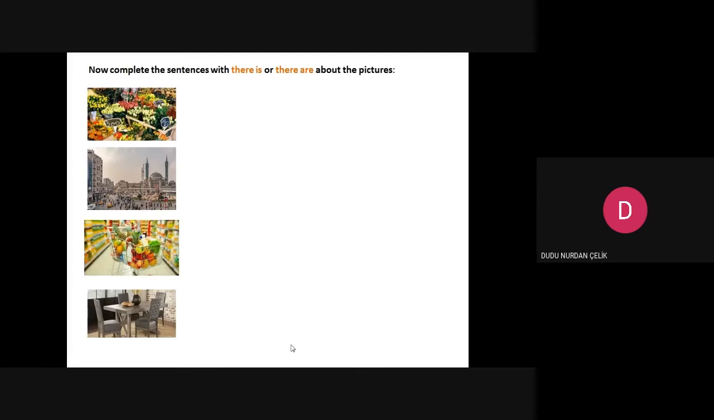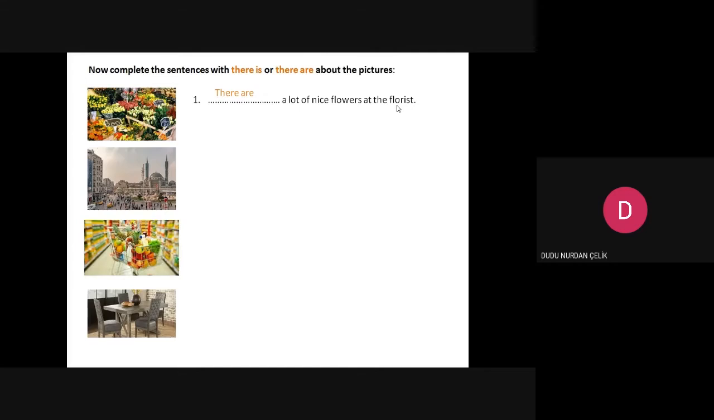Now, we have got some photographs and we're going to make sentences with there is or there are using these pictures. This is a florist. Nice, and a lot of flowers. Let's make a sentence about this using there is or there are. You make a guess, then I'm going to let you see the sentence. Could you make one? Okay, let's see the sentence then. There are a lot of nice flowers at the florist.